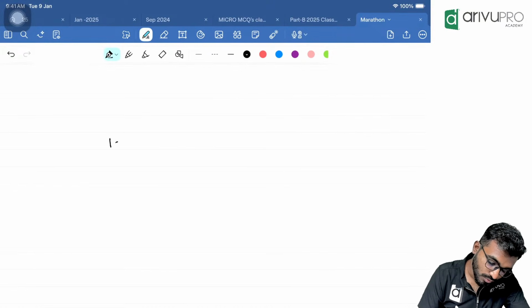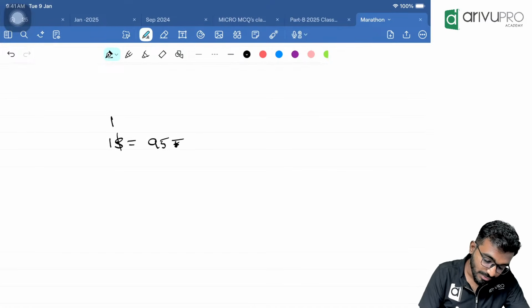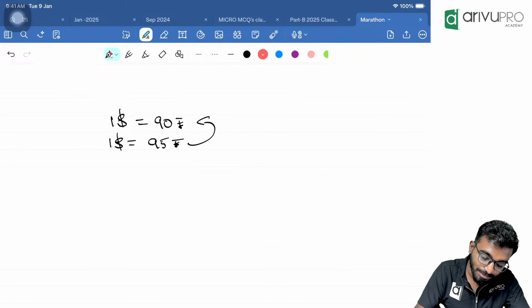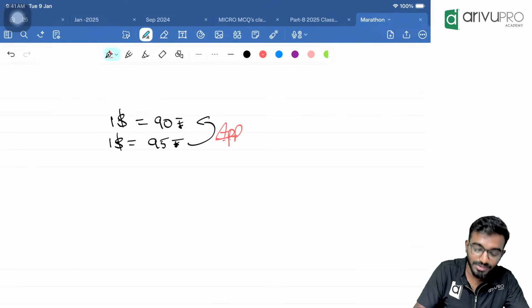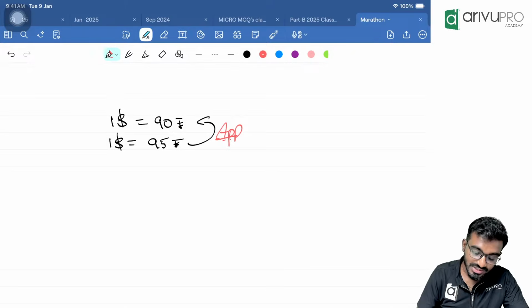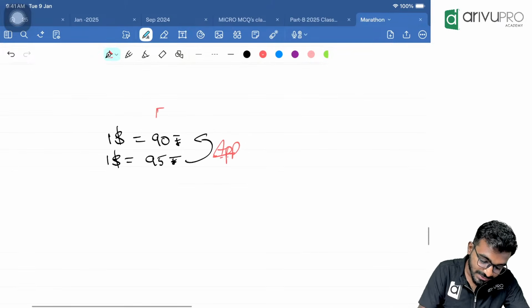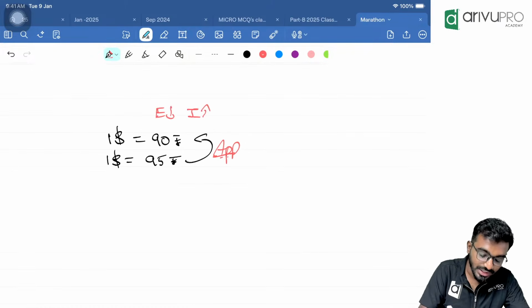Let's assume $1 is 95 Indian rupees. Now this is becoming $1 = 90 rupees. This is called currency appreciation, that is, domestic currency appreciation. When our domestic currency appreciates a lot, exports will fall and imports will increase.